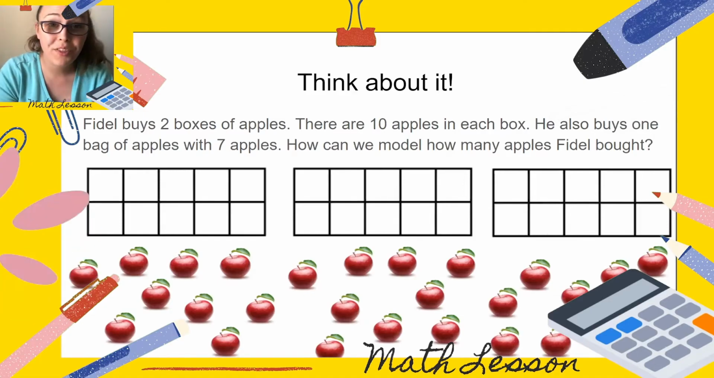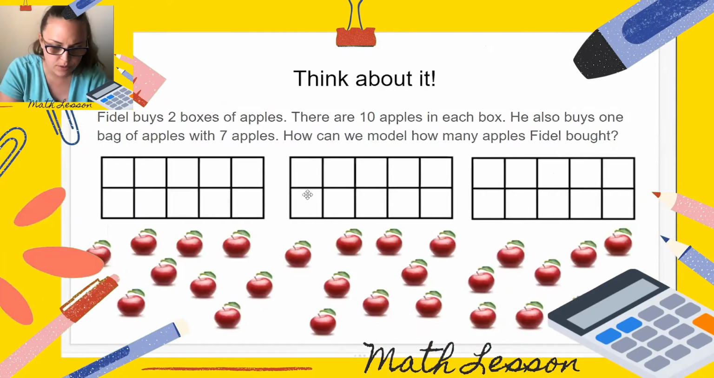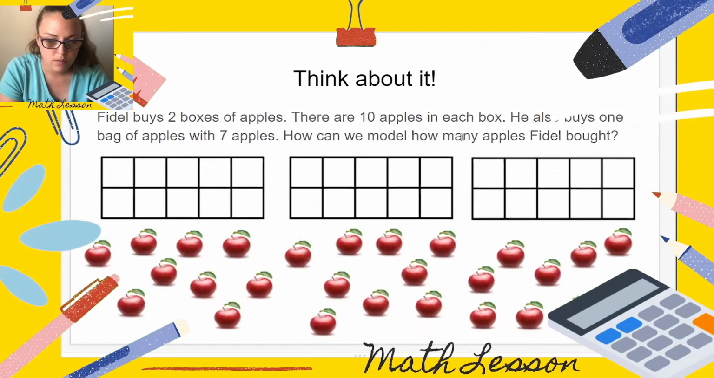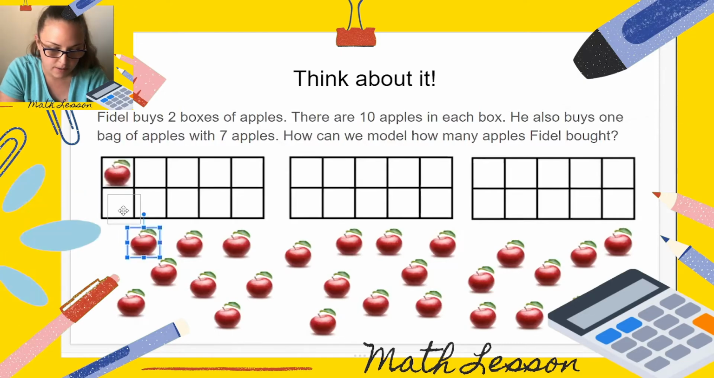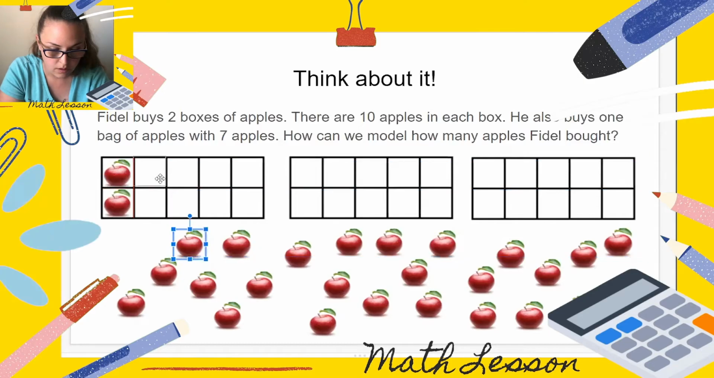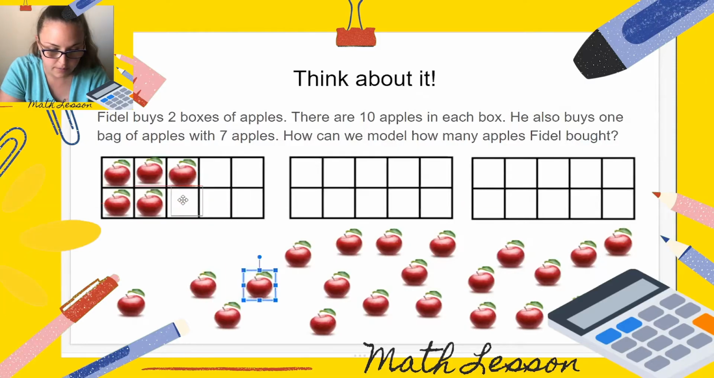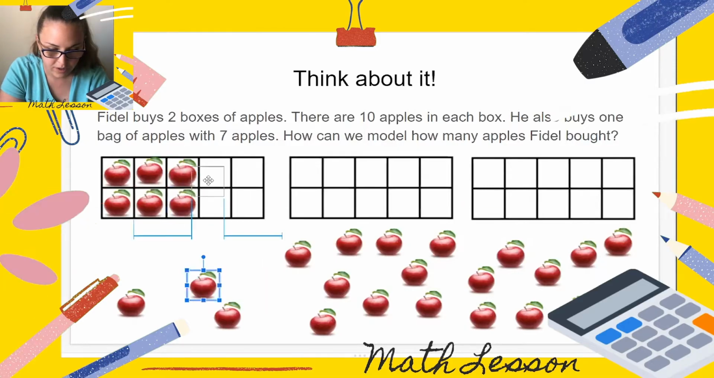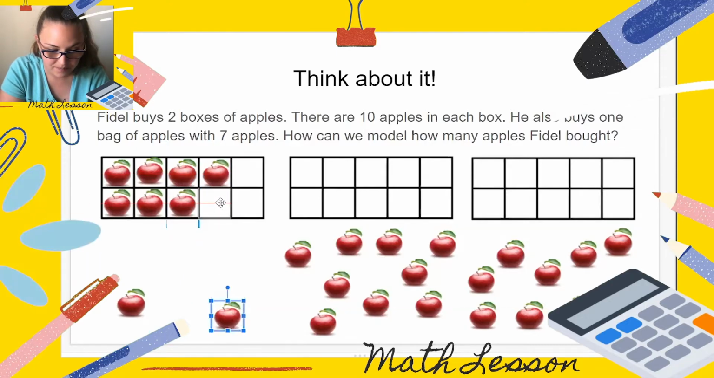That's right, we could put them in the 10 frames. So let's go ahead and do that now. In order to model how many apples Fidel bought, we need to move the apples into the 10 frames. This will make it easier to count later. So as we're moving the apples into the 10 frames, have you already added how many apples Fidel bought?